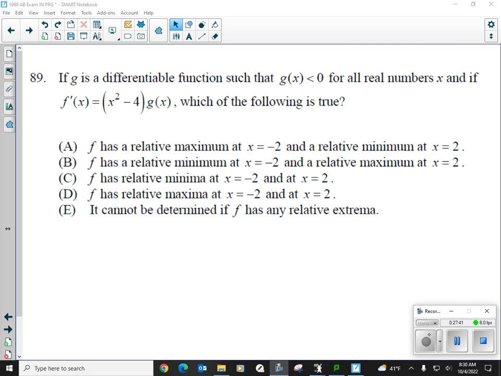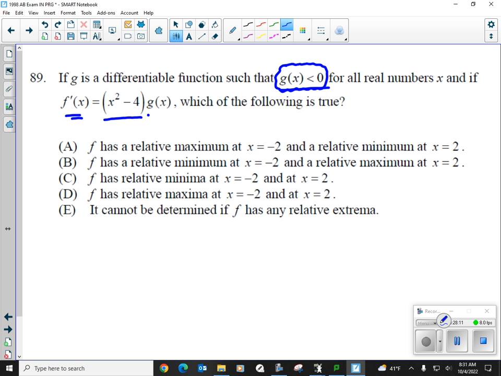89. If g is a differentiable function such that g of x is less than 0 for all real numbers, a lot of people don't really pay attention to this because they always say things like it can't be 0 for all real numbers in the domain, whatever. But in this problem, this is going to come back and be really super helpful for us. It's going to be necessary, actually. If f prime, the derivative of f, is x squared minus 4 times g of x, which of the following is true?